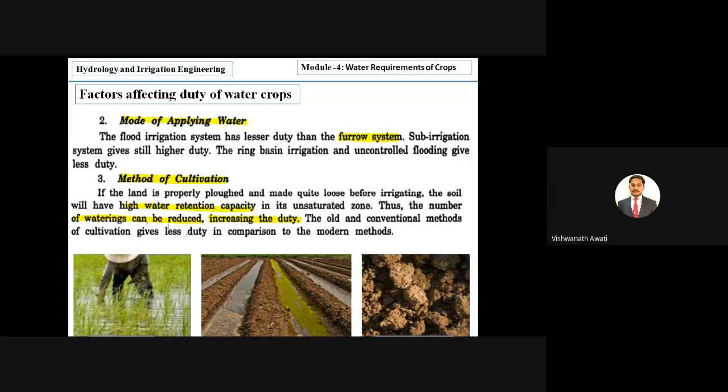So you can call it loosening of soil, and due to this loosening of soil, it holds a good amount of water in the unsaturated zone.